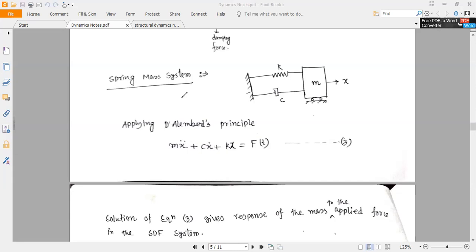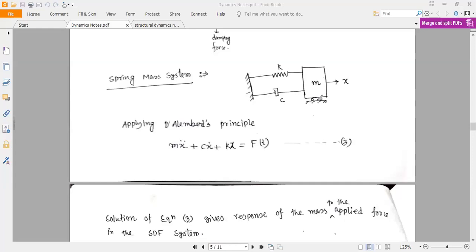Now, a structure can be modeled as a spring-mass system. That's why this is the model which will be used to understand the concepts in structural dynamics. Here, the mass of the body, that is the structural mass, is connected by some columns. That's why there is a spring, and it also has some damping property, so the damper is represented here. It is moving only in the X direction, so it is a single degree of freedom system.